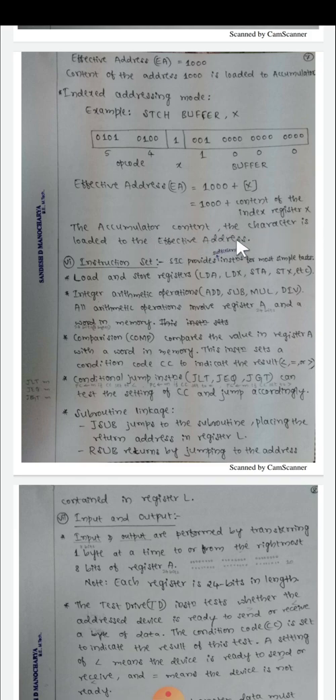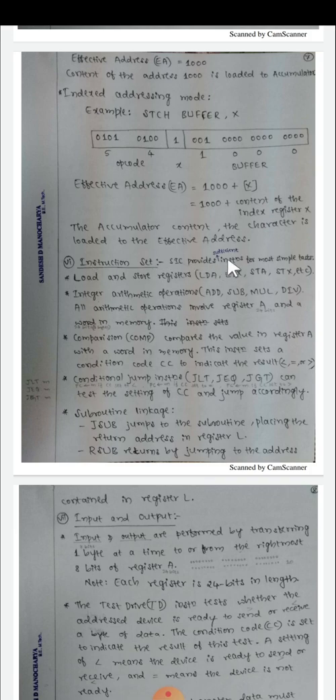Next, the sixth concept is the instruction set. It is nothing but the set of instructions that we can use in a SIC machine. Since it is called a Simplified Instructional Computer, there are only a small number of instructions on a SIC machine, with which we can perform some simple tasks.